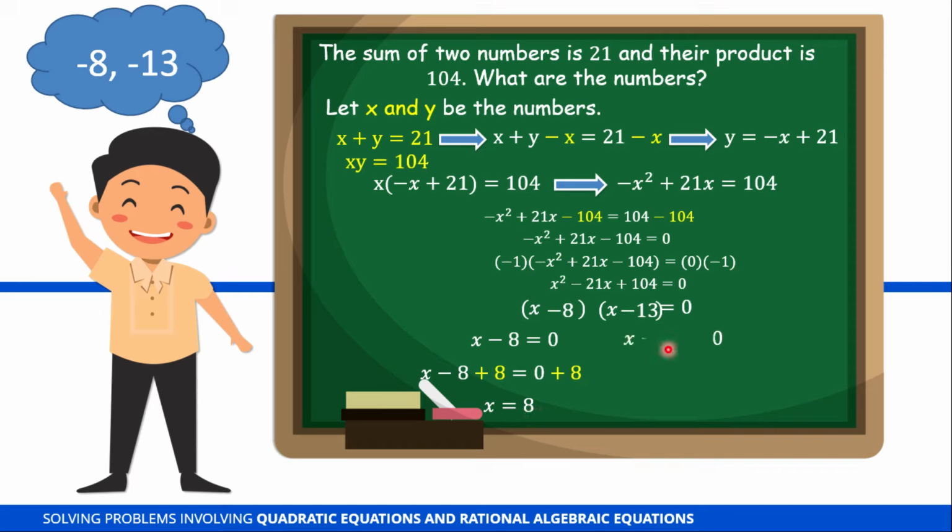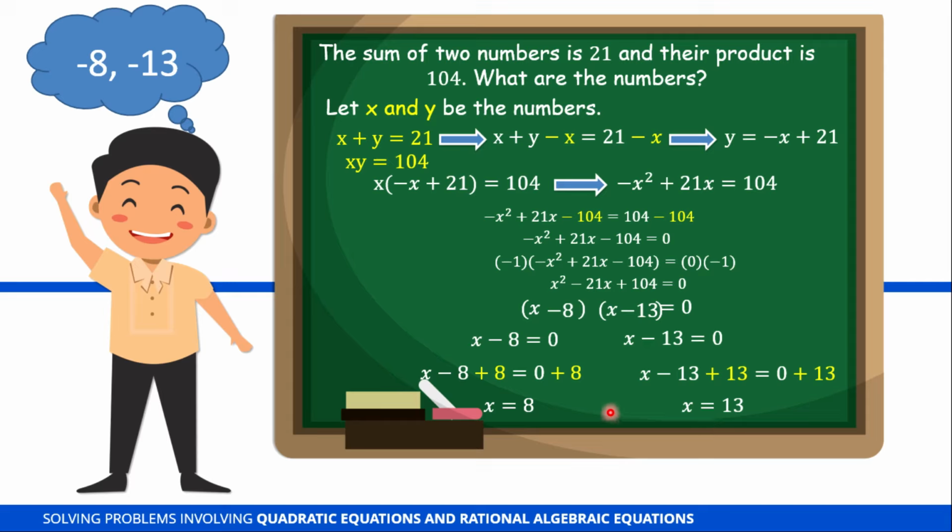Let's proceed to x minus 13. Mag-add tayo both sides ng positive 13 para x lamang maiwan sa left side ng ating equation. Okay, so this will become 0. X na lamang ang maiiwan sa side na to ng ating equation and 0 plus 13, that is 13. The second value of x is 13.